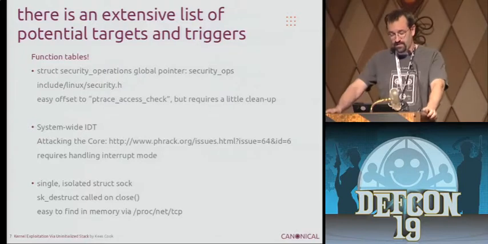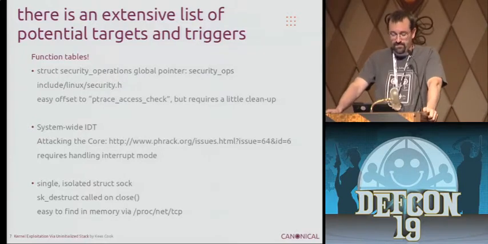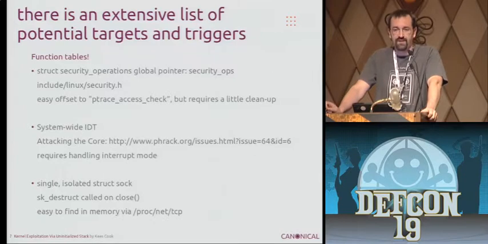One of the first ones that I played with a bit was security ops, since I was familiar with the Linux security module interfaces. That's basically for SELinux, AppArmor, other LSMs use the security ops function table for high-level actions. So I like replacing the ptrace access check because it was up at the top. It didn't require too much cleanup after you used it. There's plenty of other things. You could use the IDT. There's a good Phrack article on that. There's plenty of stuff to read on that.